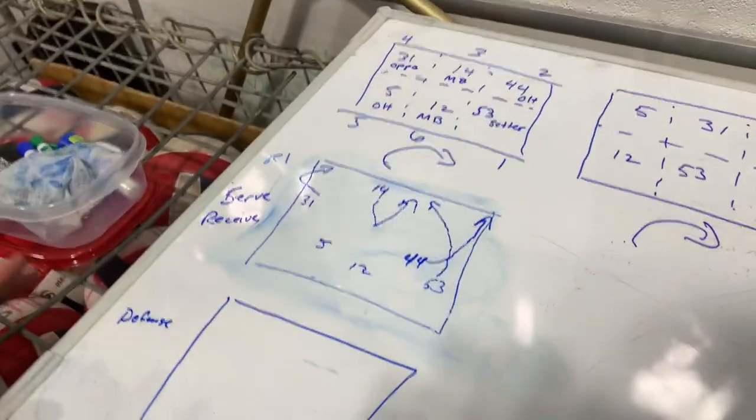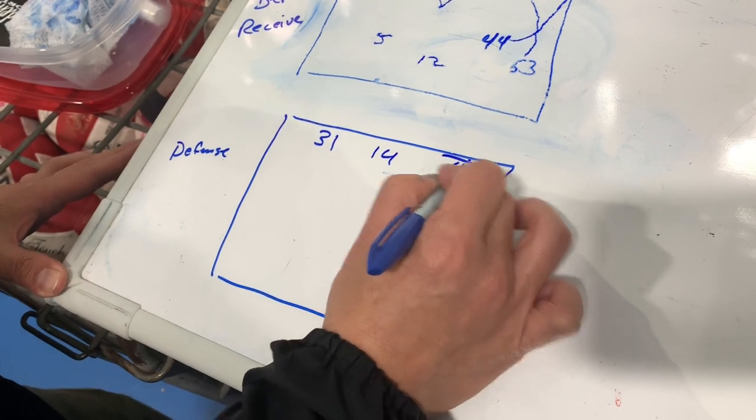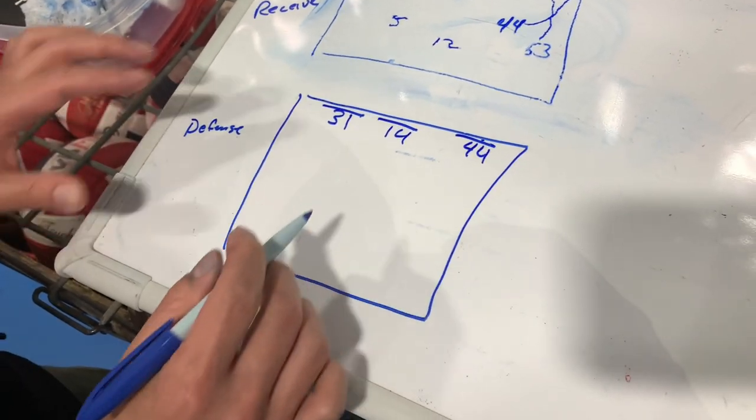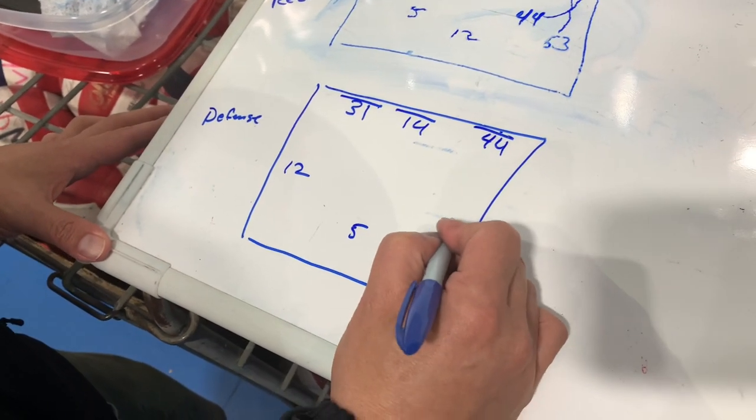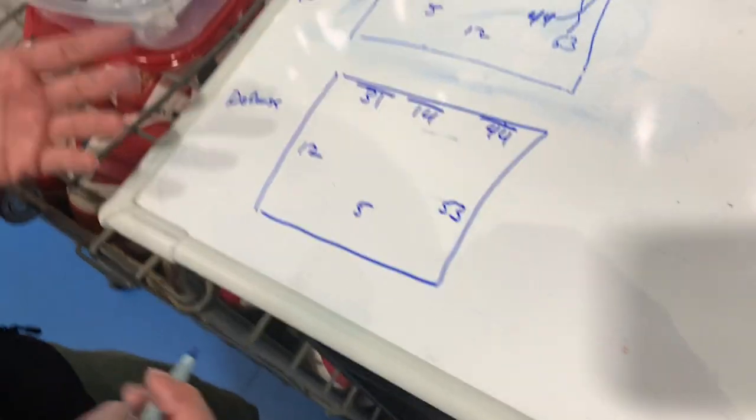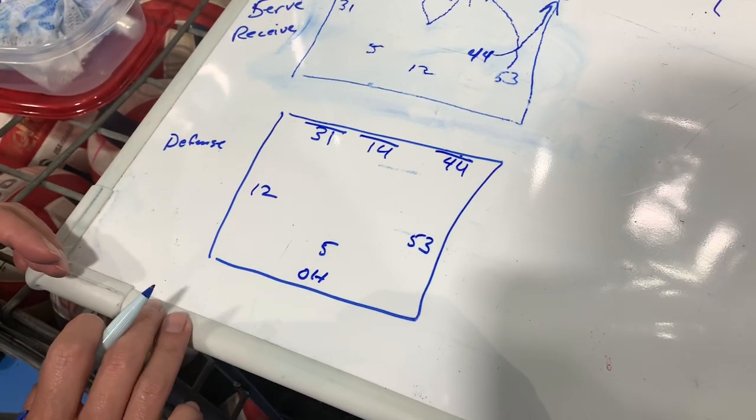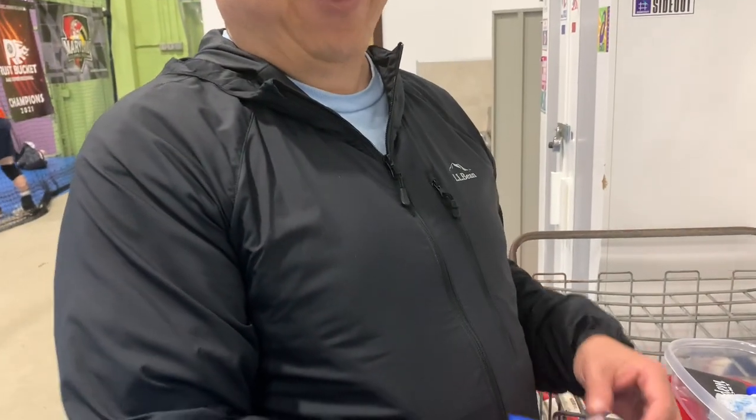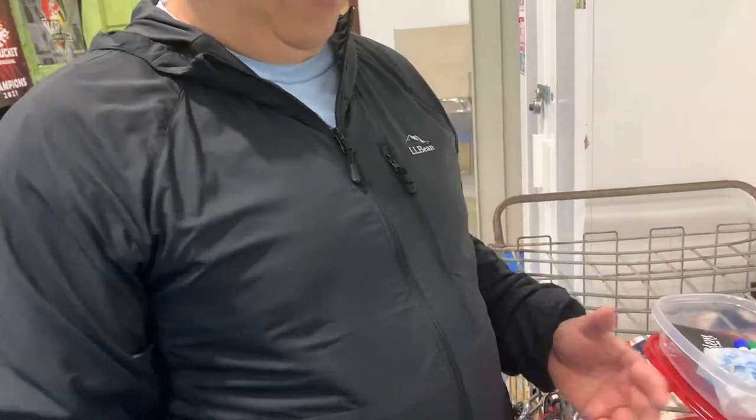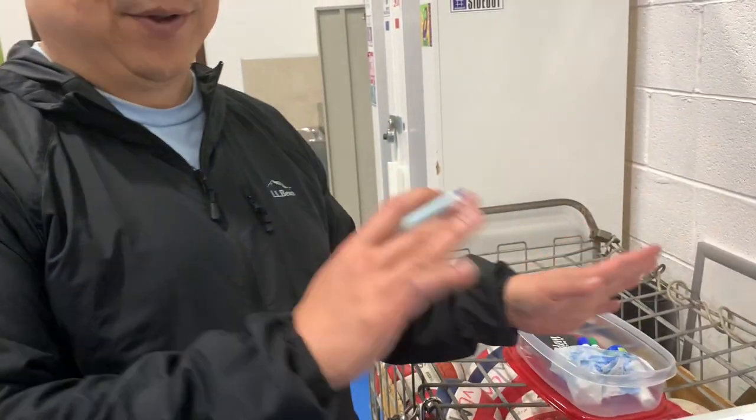Now we go into defense. We might have a situation where 31, 14, and 44 are blocking, and in this case we usually rotate this way, because on defense we want the OH to play in the middle of the back row. Why is that? Usually it's because this person is a better passer and has more lateral motion. Middle blockers tend to be bigger guys who move front and back, maybe not so much laterally. This is also where we get into the libero substitution, but we'll talk about that later.